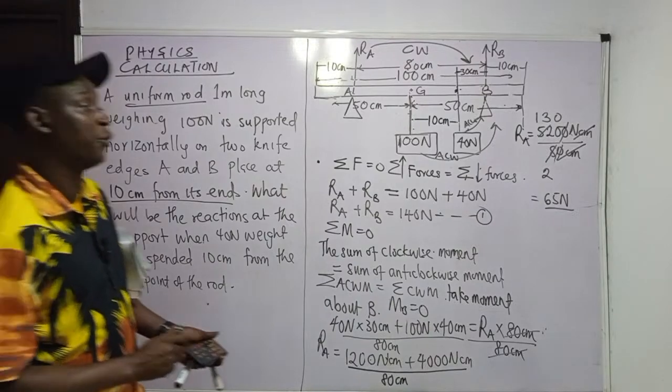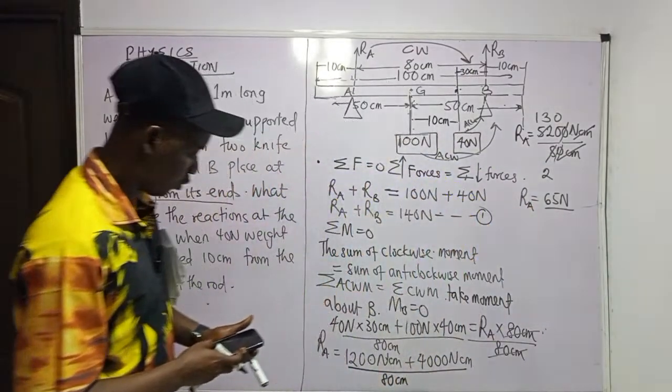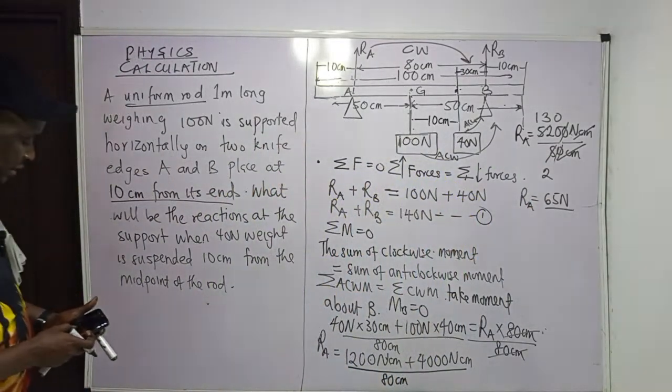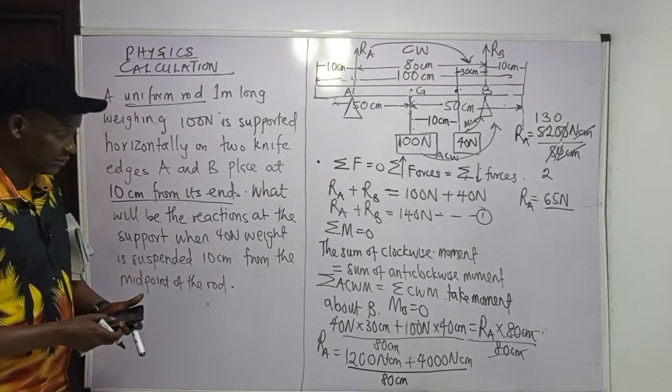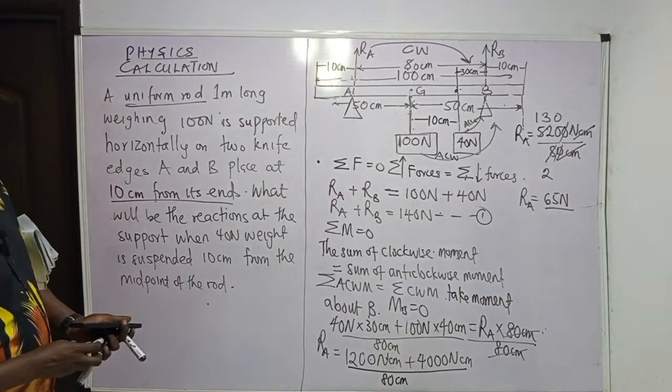So I want to have RA to be equal to what? 65 Newton. Because if you have 5,200 divided by what? Divided by 8, you have 65. I'm correct. So that is just that.